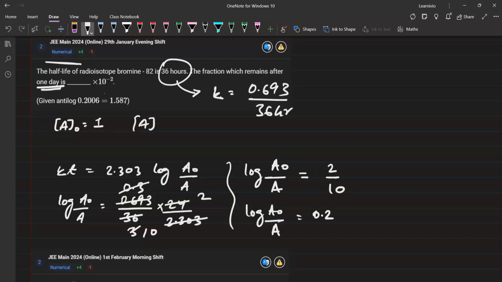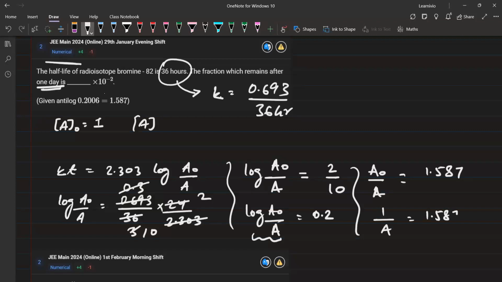Now what we need to find: if you guys know, here we have power of 10. I don't know whether you know it or not, but I'm going to directly take the anti-log. So anti-log, if I take for the left-hand side, it will become A naught by A. And anti-log of 0.2, they have given us 1.587. What is A naught? A naught is 1, so 1 upon A is equal to 1.587.